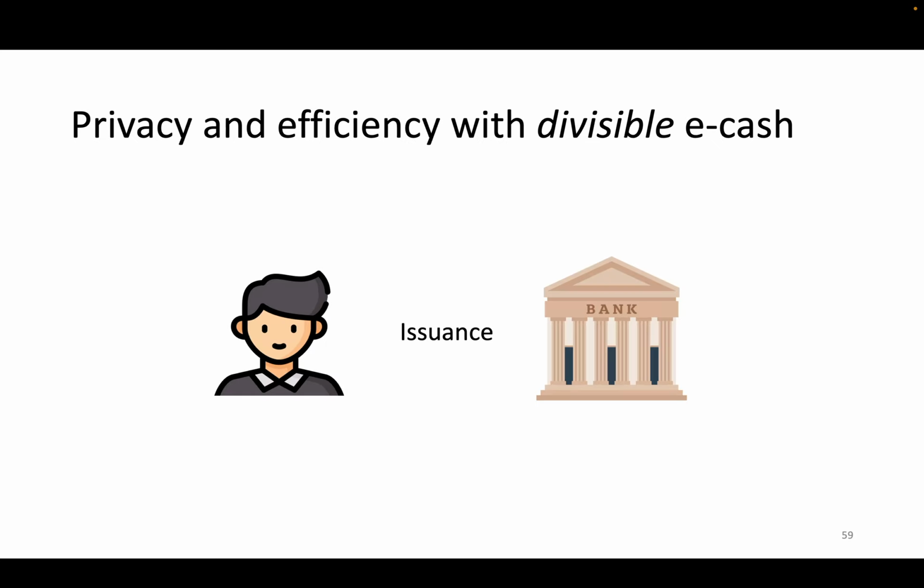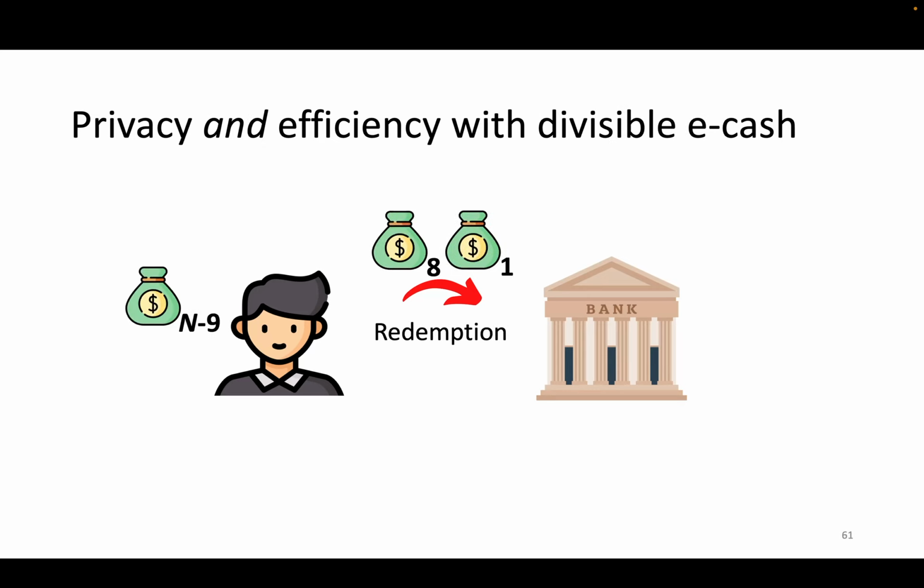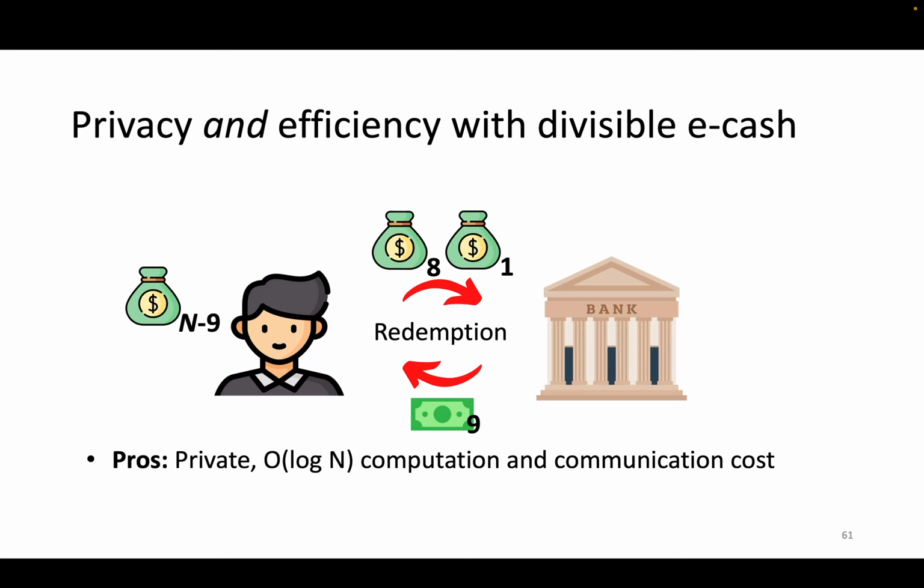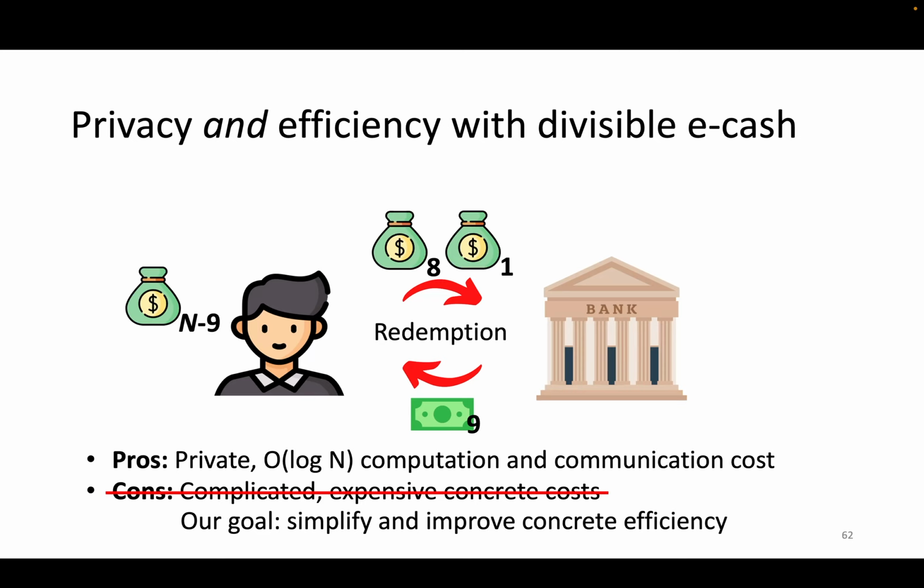We identify divisible eCash as the right tool for the job. Divisible eCash allows the customer to trade in N dollars and get back a bag of N coins. When the customer wants to spend a certain number of those coins, it can do so in powers of 2 and get back the right number of dollars in exchange. The upside is that divisible eCash schemes are asymptotically efficient. The downsides are that these schemes are quite complicated and they can have expensive concrete costs. So in this work, our goal is really to simplify these schemes and to improve their concrete efficiency.